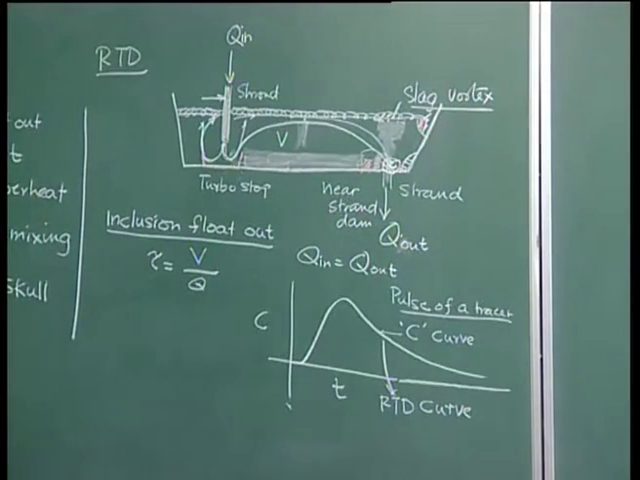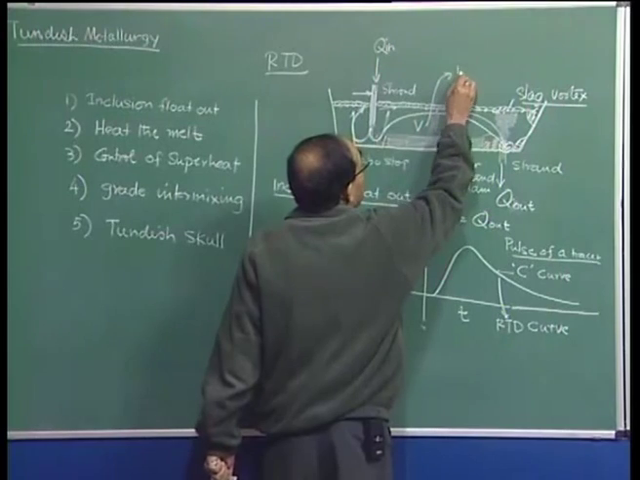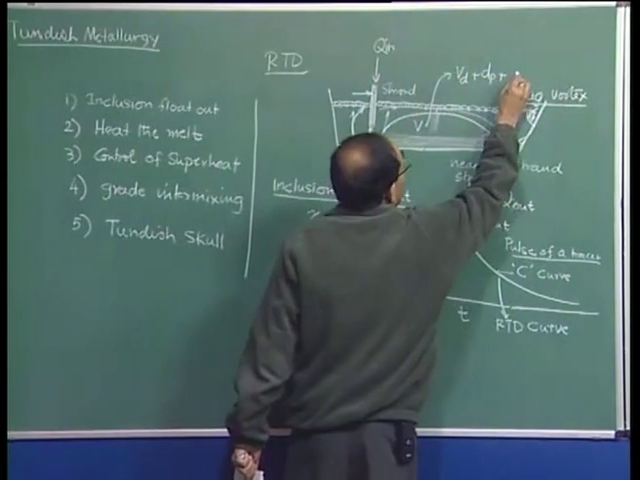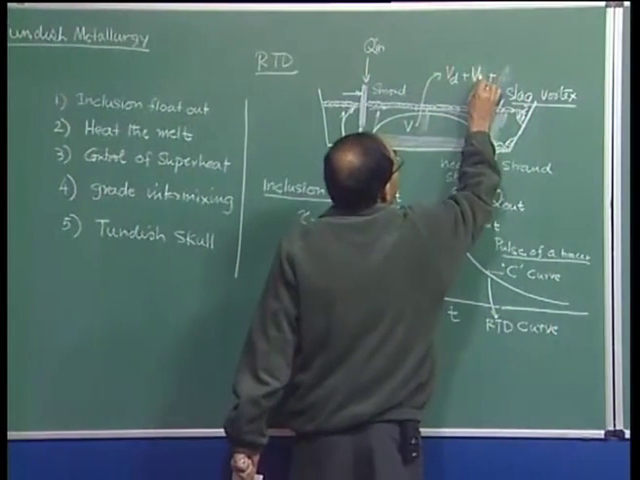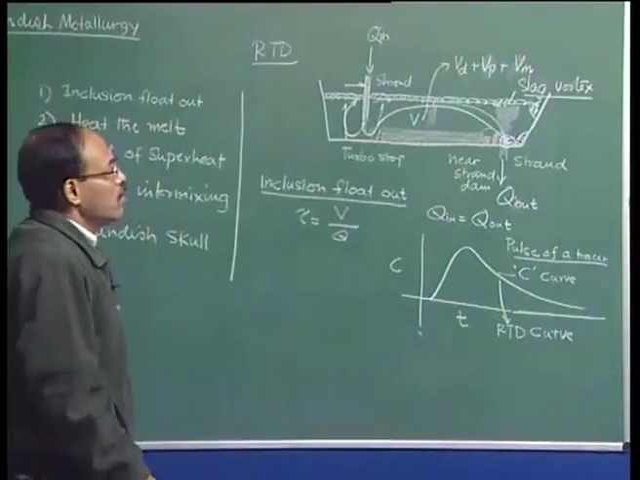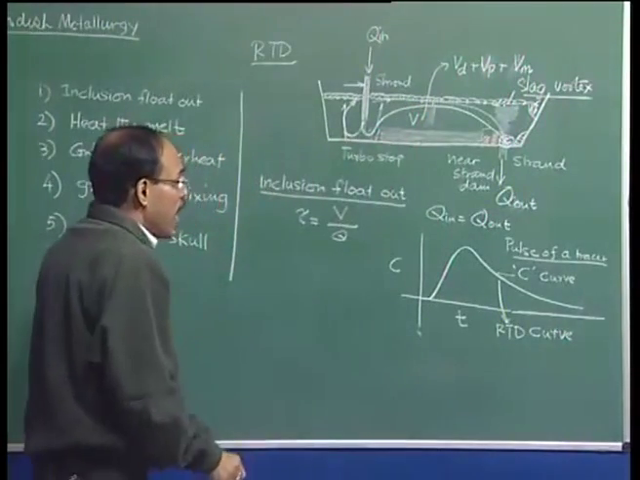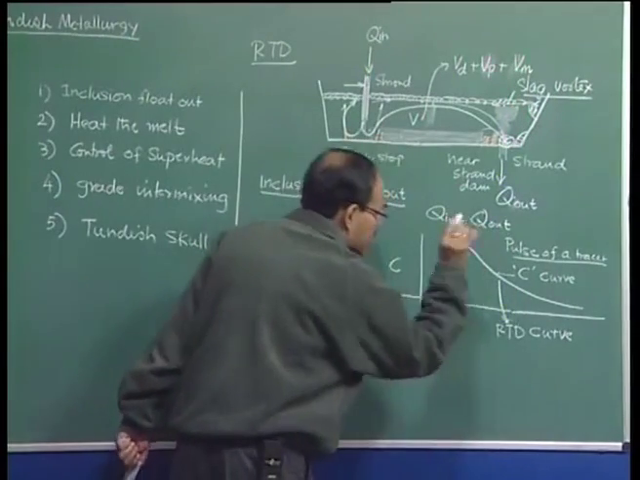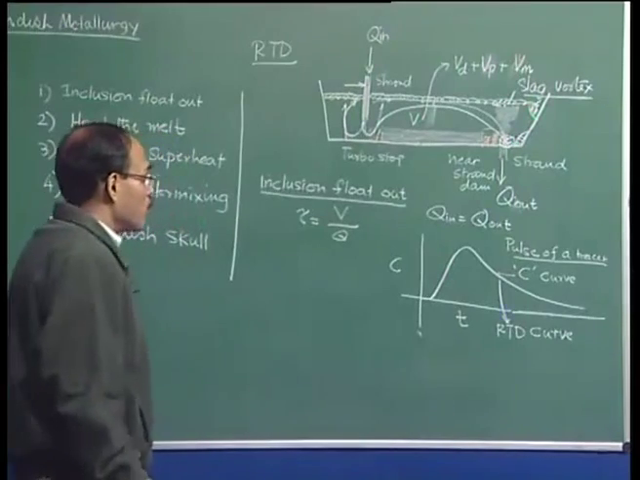This may comprise dead volume, and actually the total volume of the tundish is going to be comprised of the dead volume plus plug volume plus mixed volume, V sub dead, V sub plug and V sub mixed. So, these are the three different types of volumes which comprise the total volume of the tundish, and by knowing this residence time distribution, we should be able to find out what each and every volume fraction is.